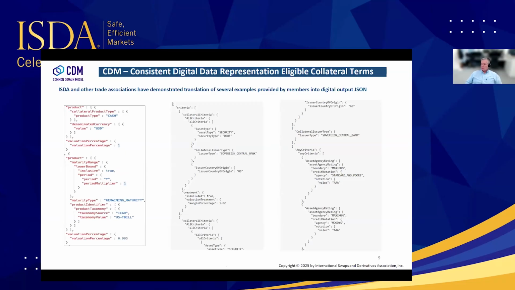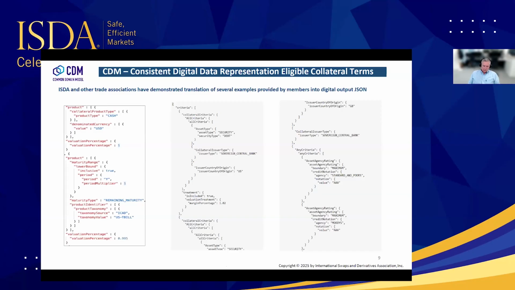And again, similar to the slide we covered for CSA, these are just some examples of structured eligible collateral information as CDM JSON output. And you can probably see a few things there that you're familiar with, such as sovereign, central bank issued collateral, security debt, and this is all standardized as CDM code to define things like your issuer, country of origin and haircuts, etc., and agency ratings.